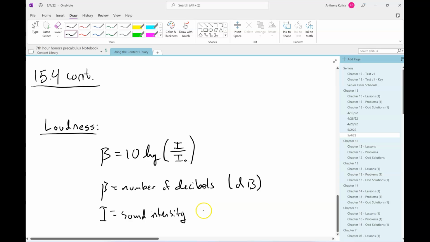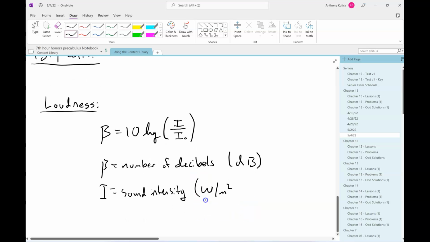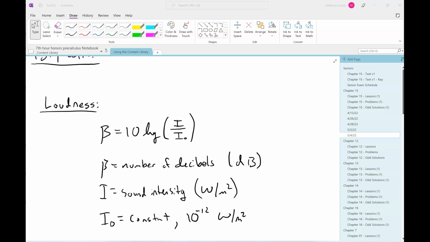So I is sound intensity. That's measured in watts per meter squared. And then I naught is a constant. It's always 10 to the negative 12 watts per meter squared. So you said it's always 10 to the negative 12? Yes, always. That's hence constant.